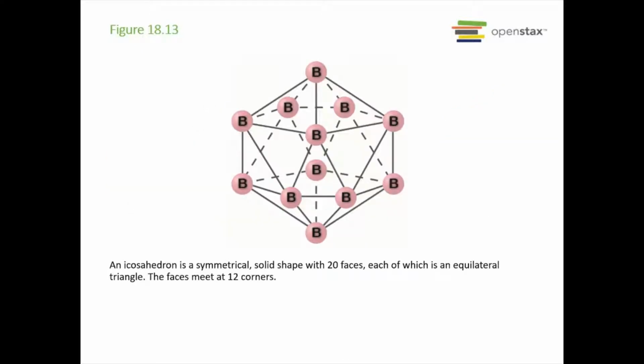And here's an icosahedron for boron. So this is symmetrical with 20 faces on it, with each face being an equilateral triangle, and the faces meet at 12 corners. So you can see all the borons at every single corner.